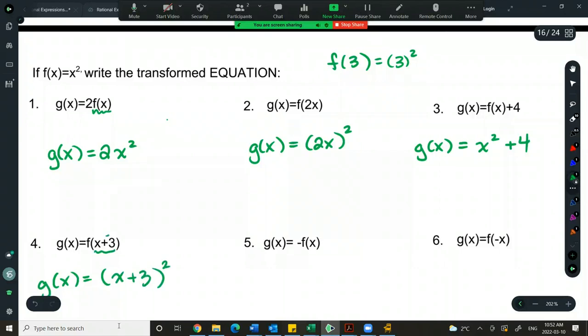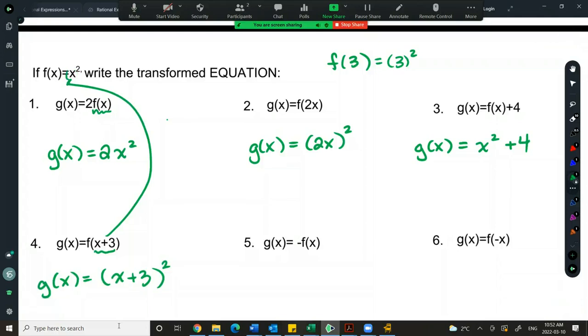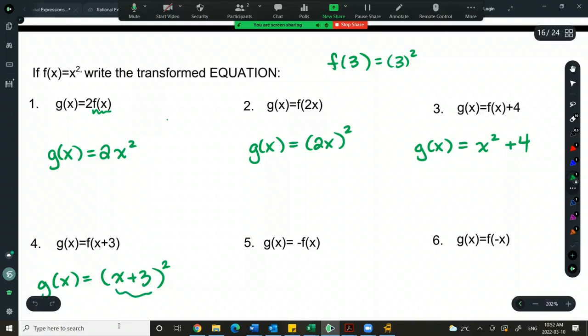So it means we want to replace x with this. Put it inside. So that's how we can tell the difference between a D and a C, right? D should be inside with x. C will be on the outside.